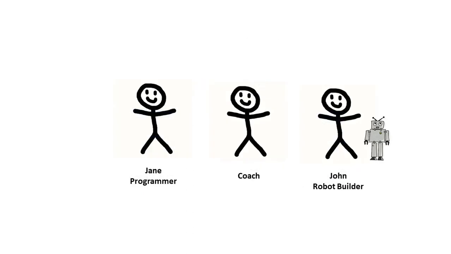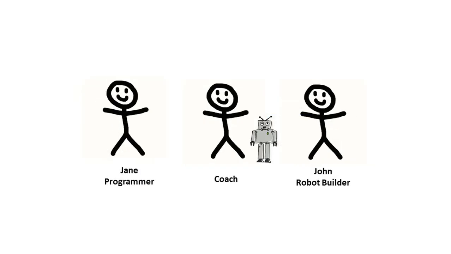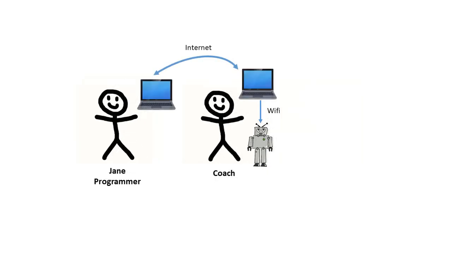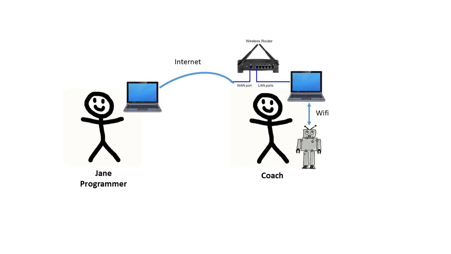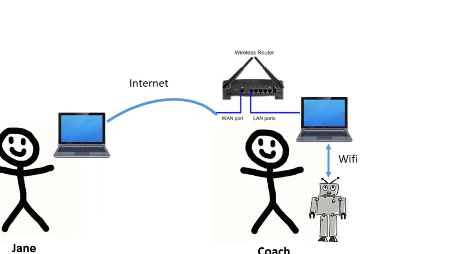Let's consider a simple situation where a team member has built a robot and dropped it off at the coach's location, and another team member wants to program the robot. Let's say the team member who wants to do the programming is named Jane, and we'll call the coach, Coach. The first thing Coach needs to do is set up a computer so that it can use the internet to communicate with Jane and at the same time use a Wi-Fi connection to communicate with the robot. To accomplish this, an Ethernet cable can be connected between Coach's Wi-Fi router and computer.